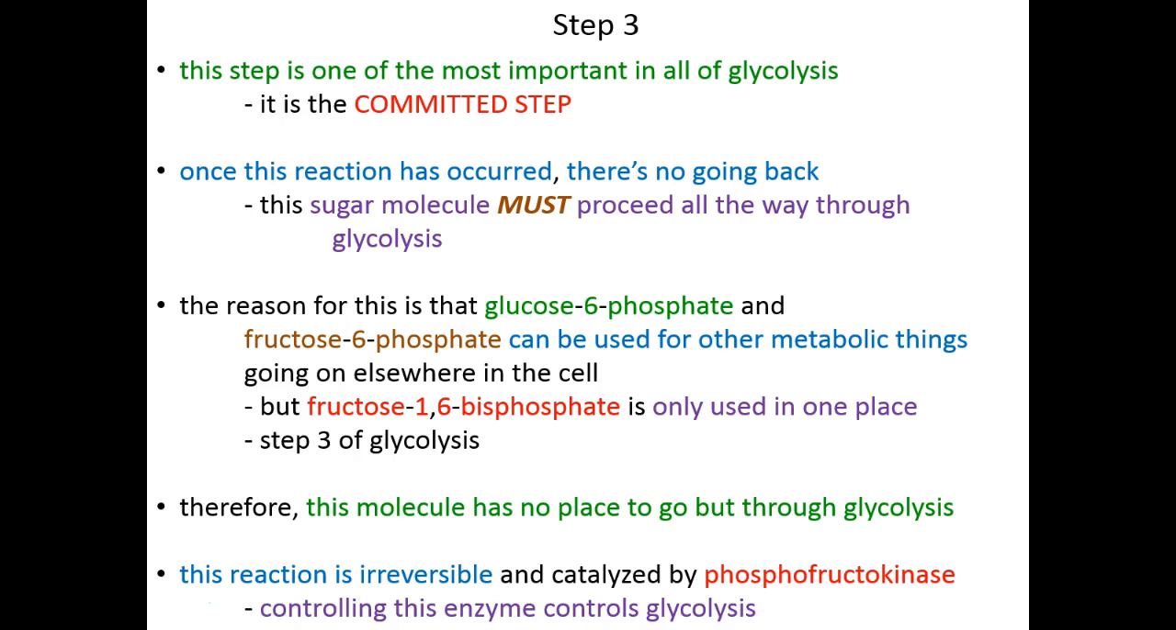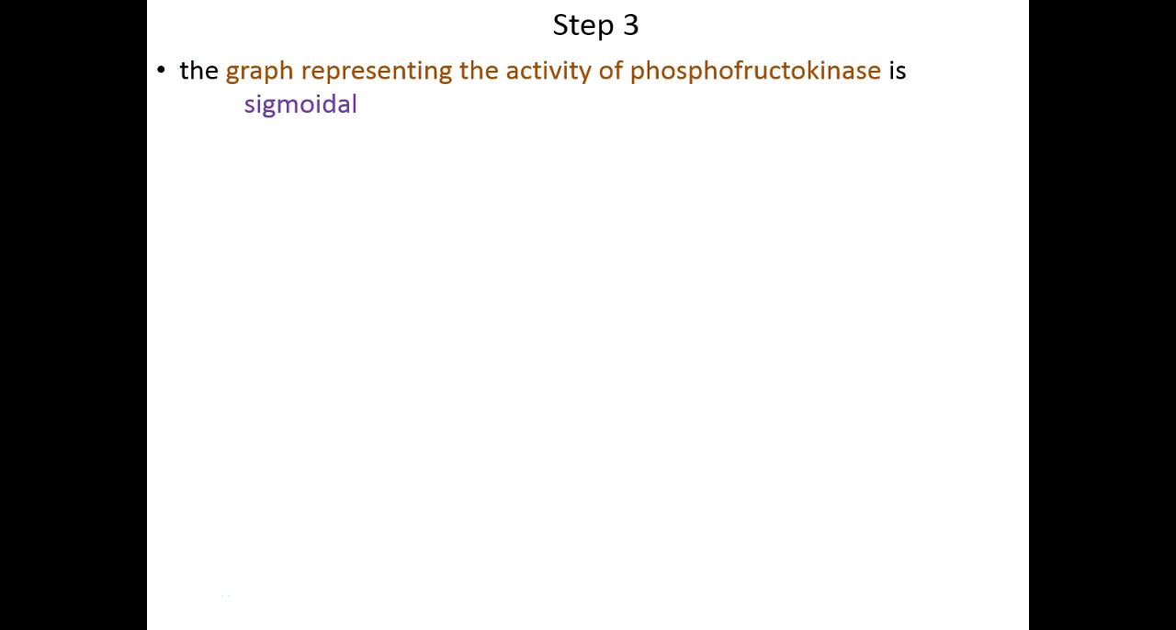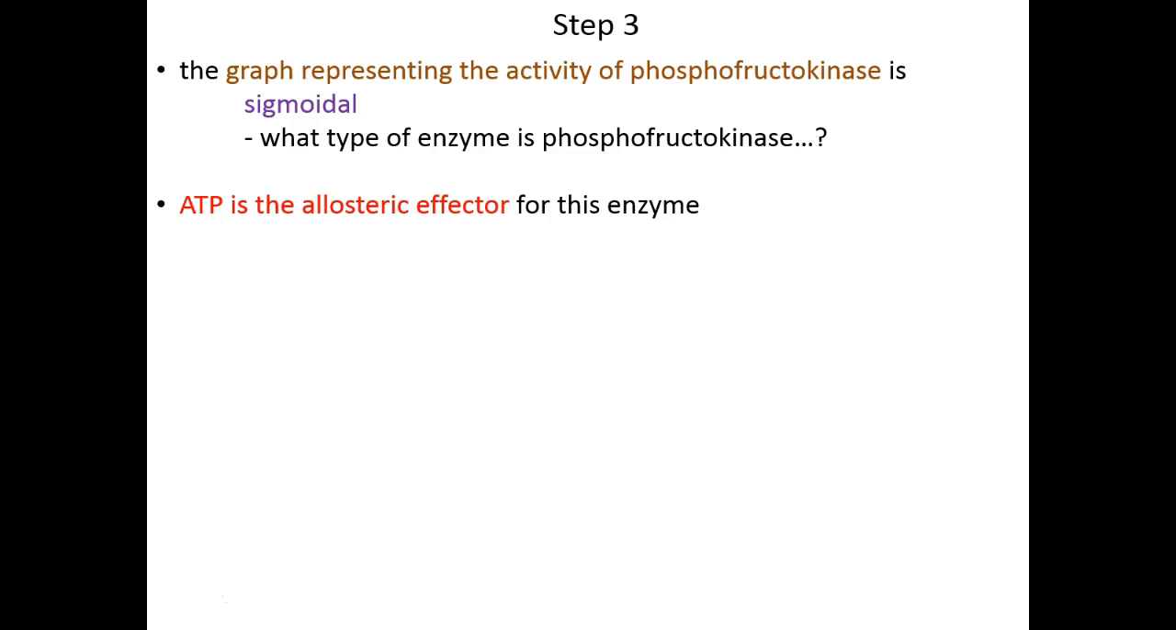Step 3 is another control point for glycolysis. By controlling PFK, we can control the rate of glycolysis. If we turn PFK's activity up, glycolysis goes faster. And if we turn PFK's activity down, glycolysis will slow down and go slower. We can actually look a little bit closer at the kinetics of phosphofructokinase, and we see that a graph representing its activity is sigmoidal. We've seen sigmoidal activity graphs for enzymes before, and that tells us that PFK is an allosteric enzyme. PFK is exhibiting positive cooperativity. The reaction is getting easier as it moves forward.